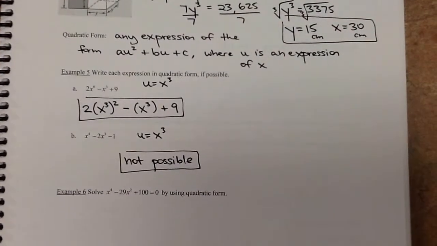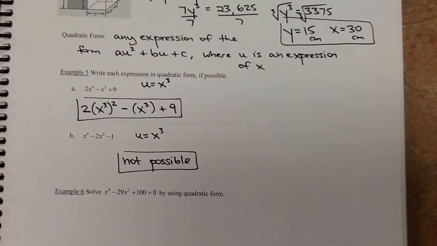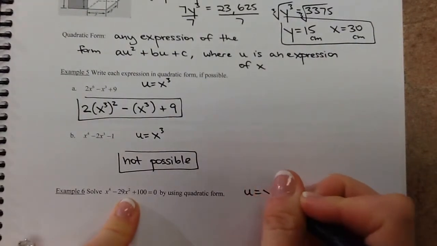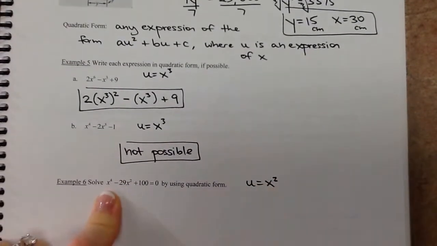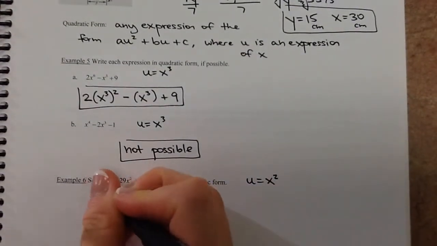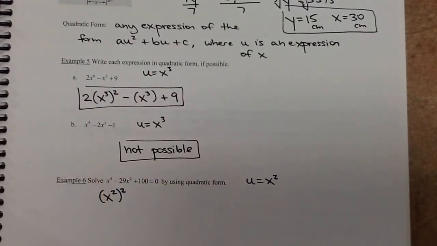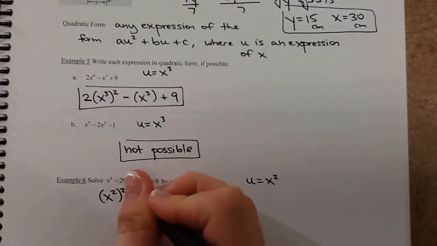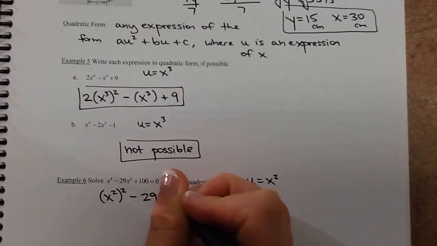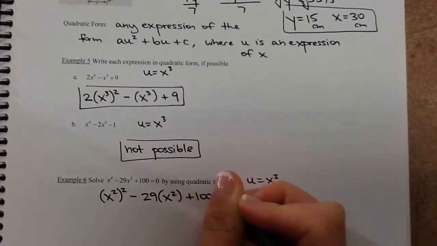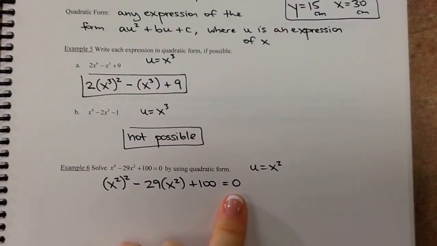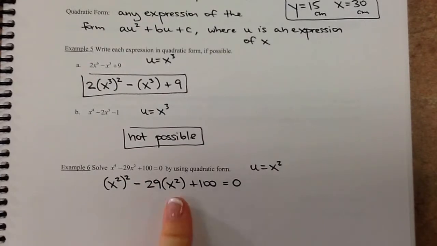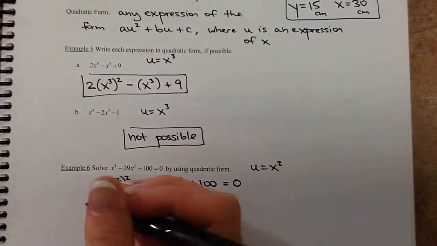Okay, so we're going to go through an example of solving by using quadratic form. So this one, my x squared, that's my middle term, so that means u equals x squared. And if I square that, I get x to the 4th, so this is in quadratic form. So let's write that. So x squared squared, that's what I can write for x to the 4th, and then minus 29 x squared plus 100 equals 0. Okay, so just like I solve my quadratic equations, when I have 0 on the right, I can factor this down. And once I factor this down, then I'll be able to solve by factoring.